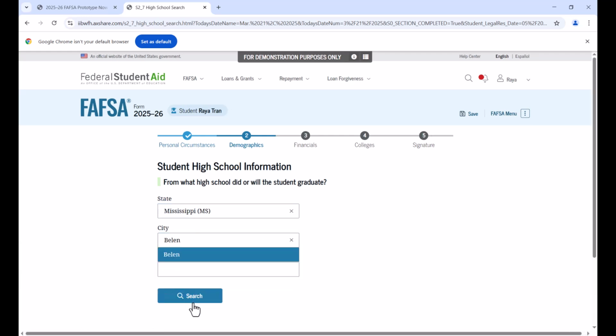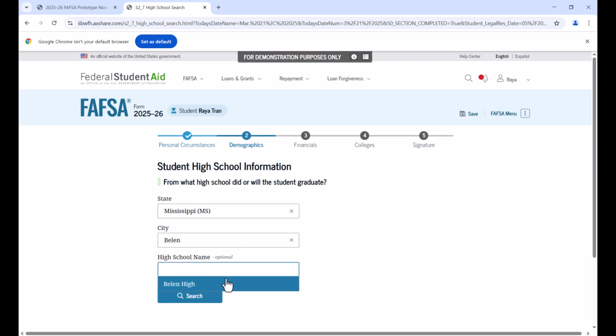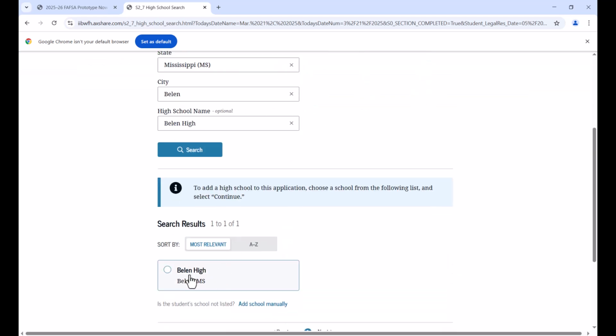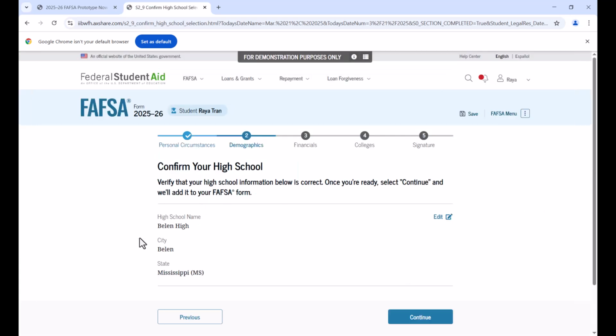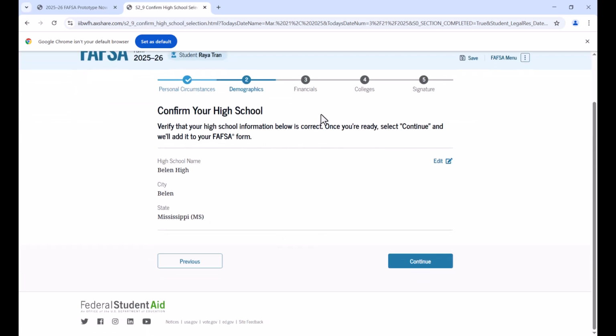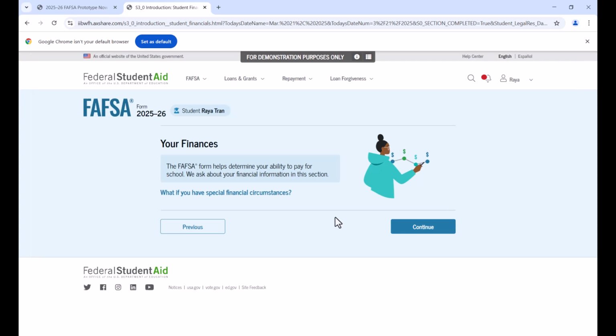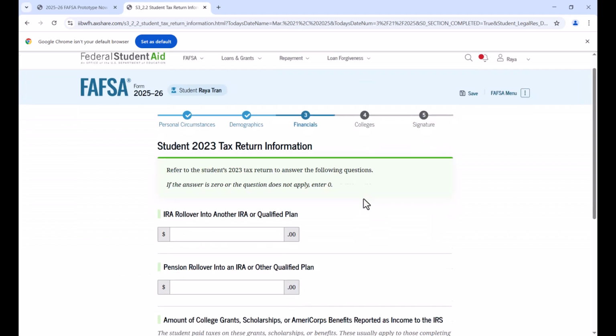I'm just going to pick a city here as there's limited functionality here on this prototype. Once we do that, you will select that school. Once you find your school, you will go ahead and highlight it and continue. It is then going to just make you confirm that that is indeed the high school that you attended. Once you do that, you will select continue and continue on. Now we are in the finance portion of the FAFSA. So we're going to select continue and enter into that.